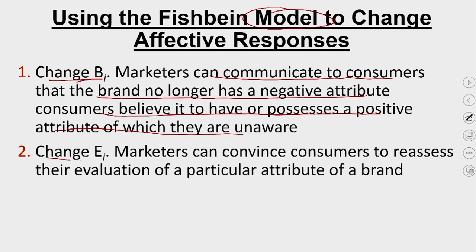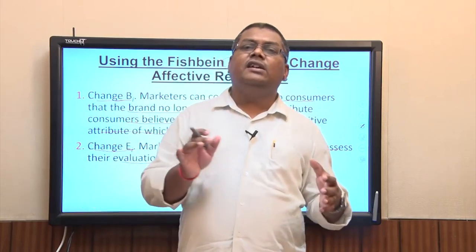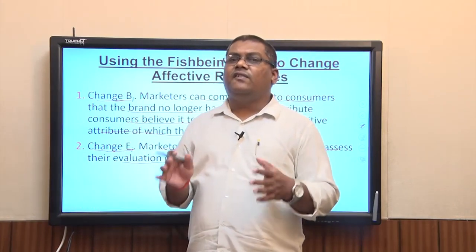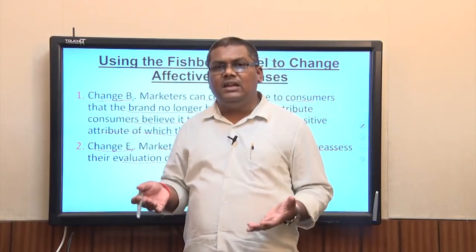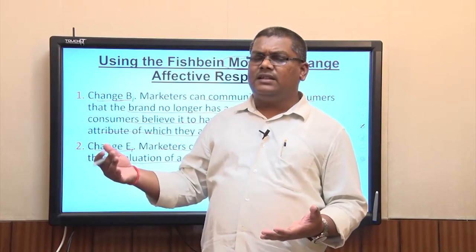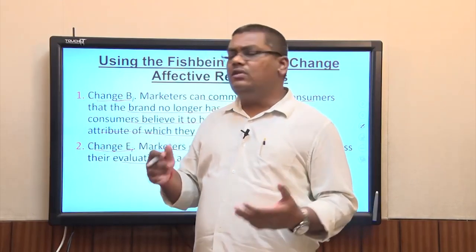The second thing it can do is change the evaluative criteria, change the desirability of a product. For example, marketers can convince consumers to reassess the evaluation of a particular attribute of a brand. If it cannot lower the commercials, what it can do is make an ad campaign so that people reassess this idea. Don't give them minus 3 in evaluative criteria for commercials. Say that we need commercials to actually function, so some amount of commercials will be there, but we are reducing them. And when you give them a reason why commercials are there, most people will be happy to listen to commercials in between music, and their evaluative criteria would change.